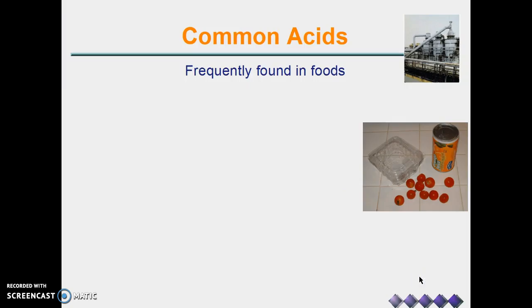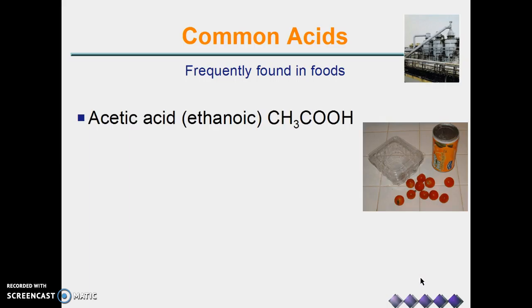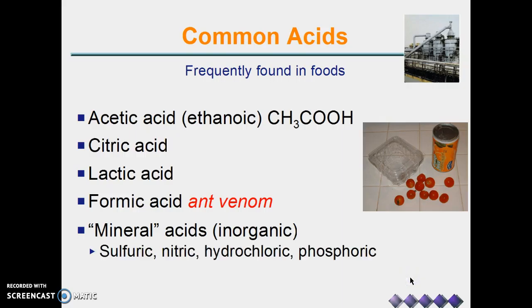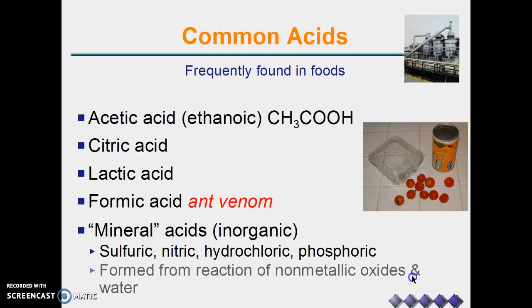Common acids that you frequently find in foods are acetic acid and citric acid, of course, in citrus fruit, and lactic acid in milk products. Now, not in food, but in ant venom, you find formic acid, from the Latin word formica, which means ant. The mineral acids, which we do not find in foods, are sulfuric, nitric, hydrochloric, phosphoric, and many others.